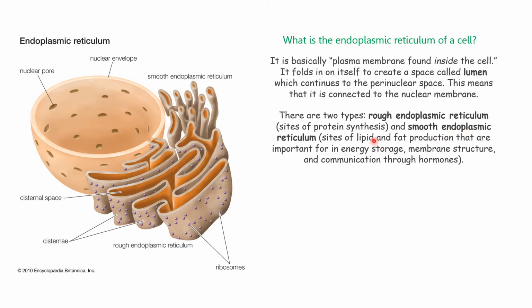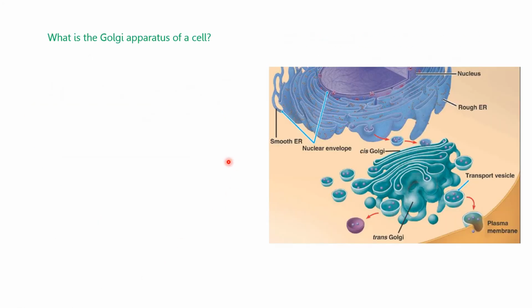The smooth endoplasmic reticulum, naman, is called smooth because it does not have ribosomes embedded on it. They are now sites of lipid and fat production that are important for energy storage, membrane structure, and communication through hormones. You notice they don't do protein synthesis. So they are rarely involved in protein synthesis. If not, actually, they're not at all involved.